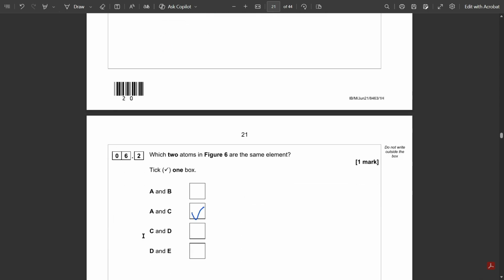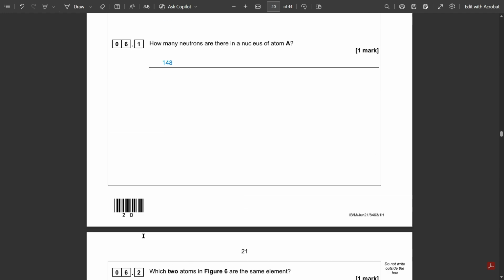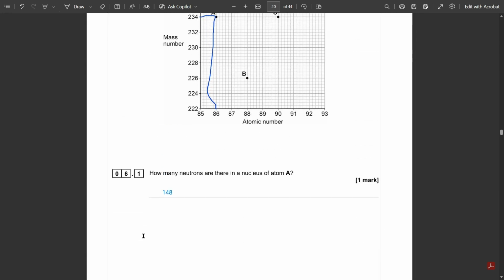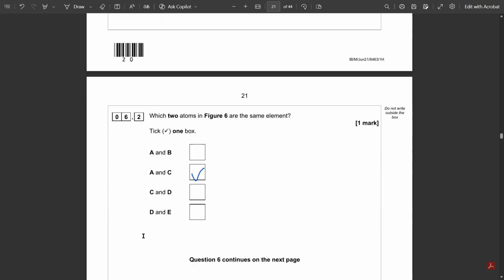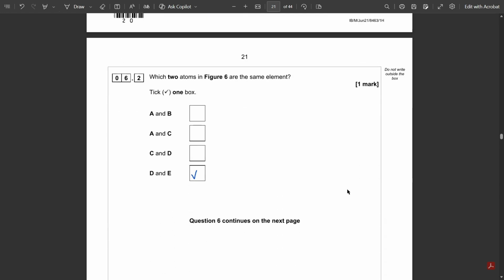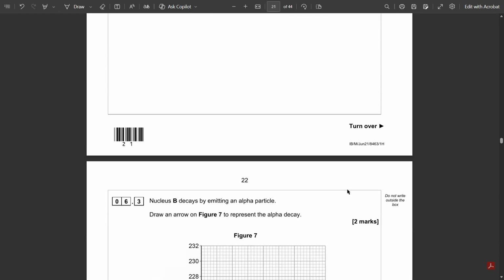Which two atoms in figure 6 are the same element? And that is atoms... Oh my goodness, I got it wrong. I've never actually gotten something wrong in one of these videos before. It's D and E, because D and E share the same atomic number, which means they have the same amount of protons, which means they are the same element.